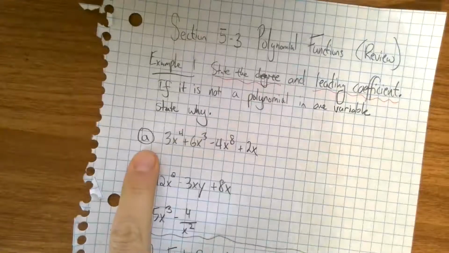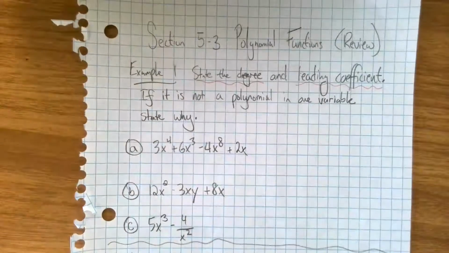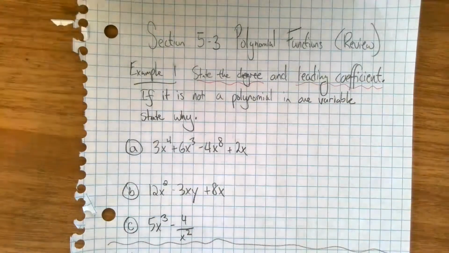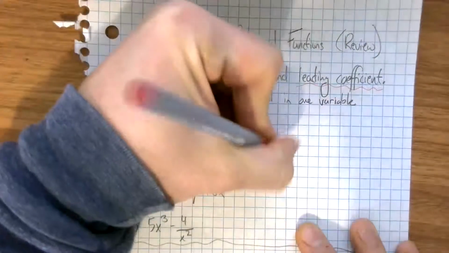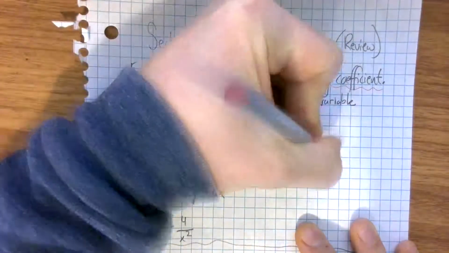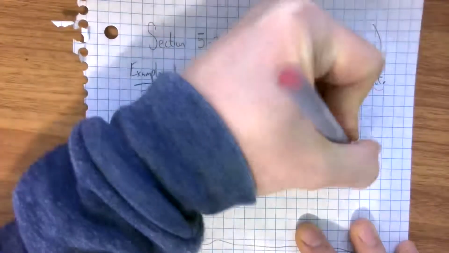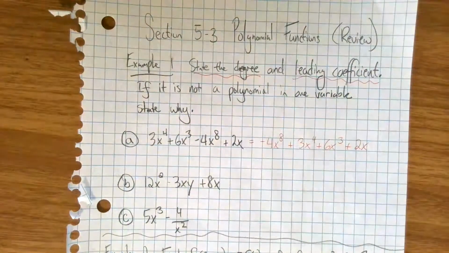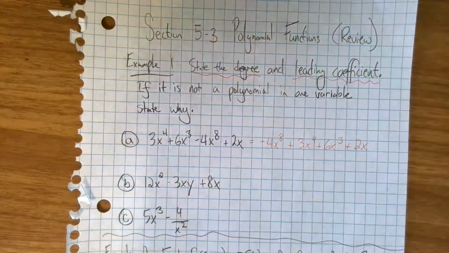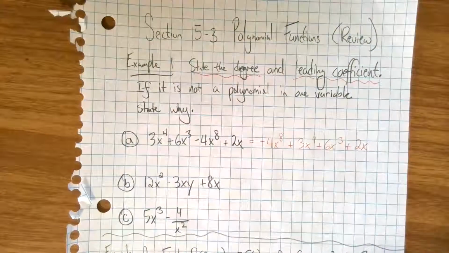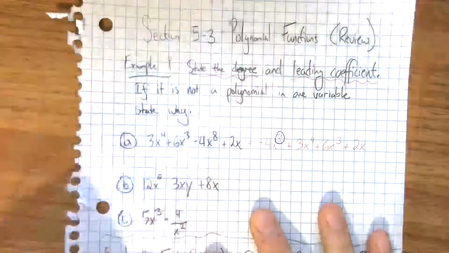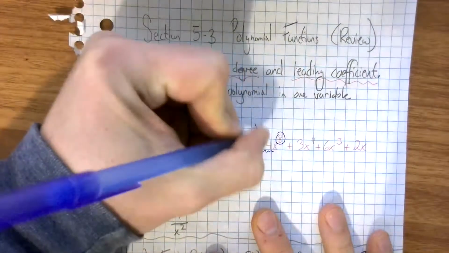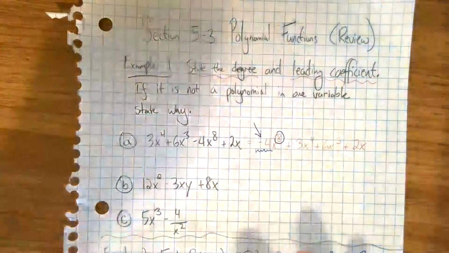So if we look at the first example, letter A, we can see that none of the things that make an expression not a polynomial are taking place. And so what we can do is rewrite this in standard form, which, if you'll recall, means you start with the largest degree and you go in descending order from there. So if we were to do that, we would get negative 4x to the 8th power plus 3x to the 4th plus 6x to the 3rd plus 2x. The degree will come from the largest exponent, and the leading coefficient will come from the coefficient of the term that has the largest degree.